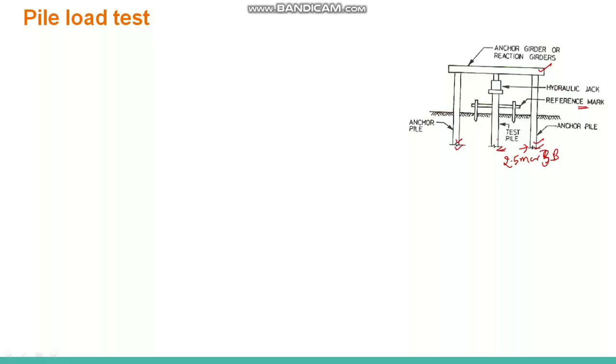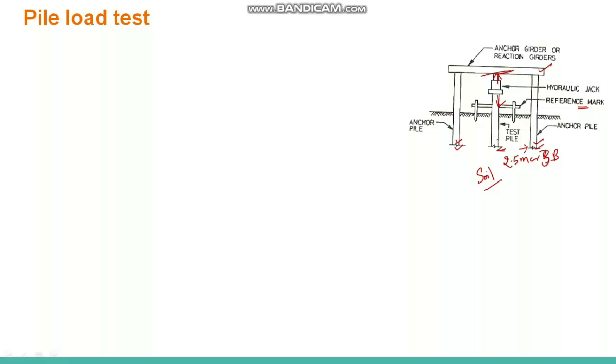When we apply the hydraulic jack, by using the hydraulic jack we apply some compressive load on this pile, and the pile will settle in the soil. This hydraulic jack applies a load on this reaction girder also. So this reaction girder, with the help of the anchor piles, gives the reaction, and due to this reaction, the pile will get settled in the soil.